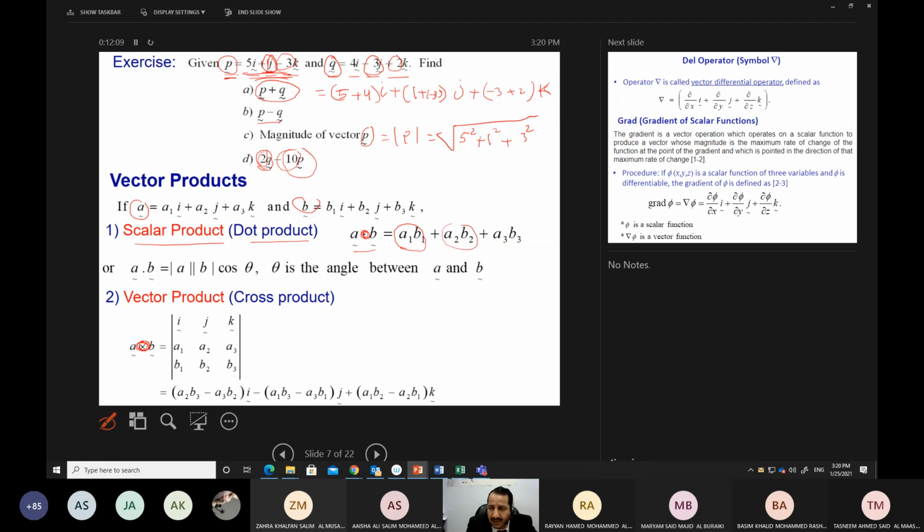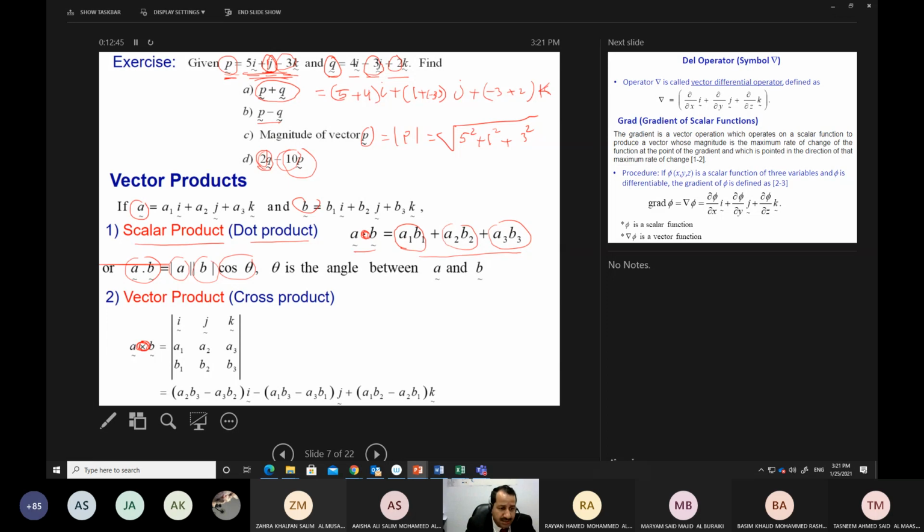J elements, A2, B2, there is no J, plus K element, A3, B3. Do you see any I, J, K here? No, we don't see. For that, the result will be a single number. No more I, no more J, no more K. Also, you learned there is another way to find A dot B, which is by multiplying the magnitude of A by the magnitude of B by cosine theta, where theta is the angle between A and B. Okay?